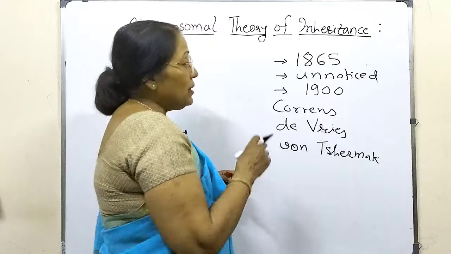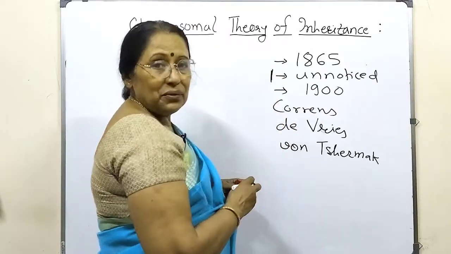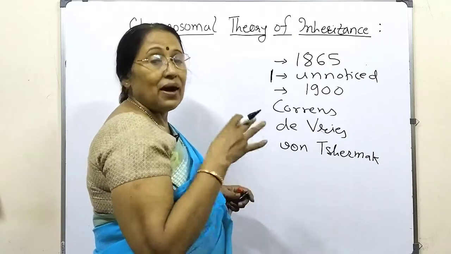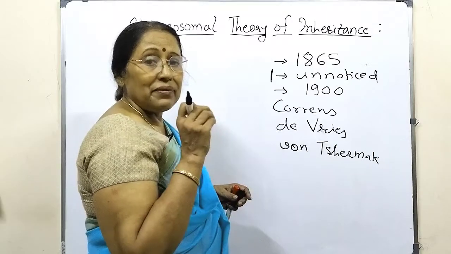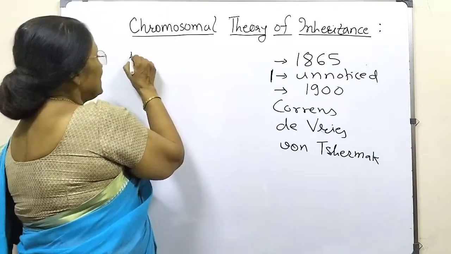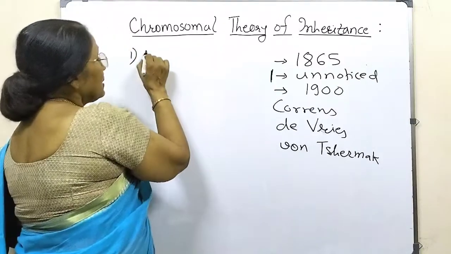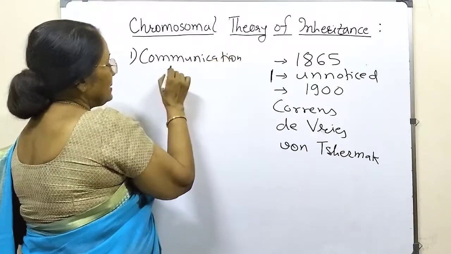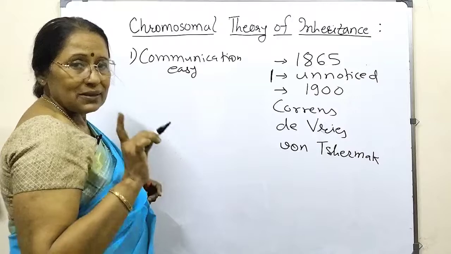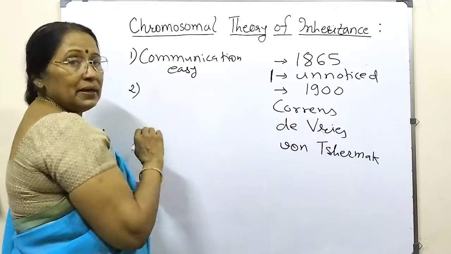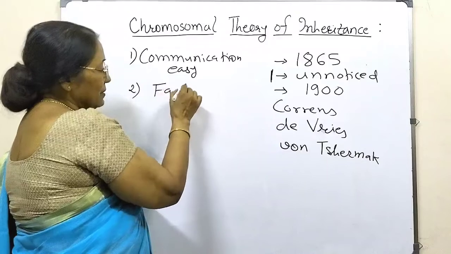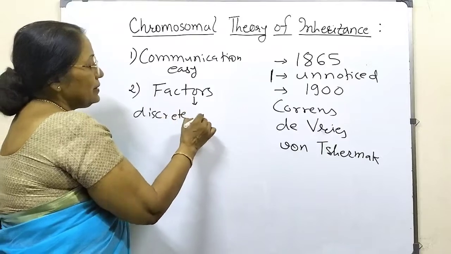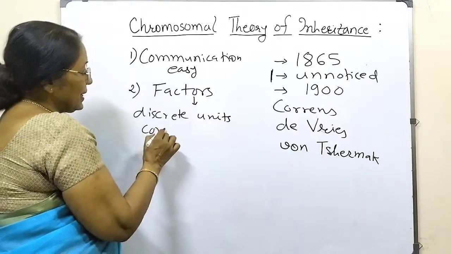First, we have to see why Mendel's work went unnoticed. It was a great work, undoubtedly. We call Mendel the father of genetics. Then why did his work go unnoticed? There were many reasons for that. First one was that at that time, communication was not easy. The communication was not that fast as now. Second, Mendel said that factors are the discrete units which control the characters.